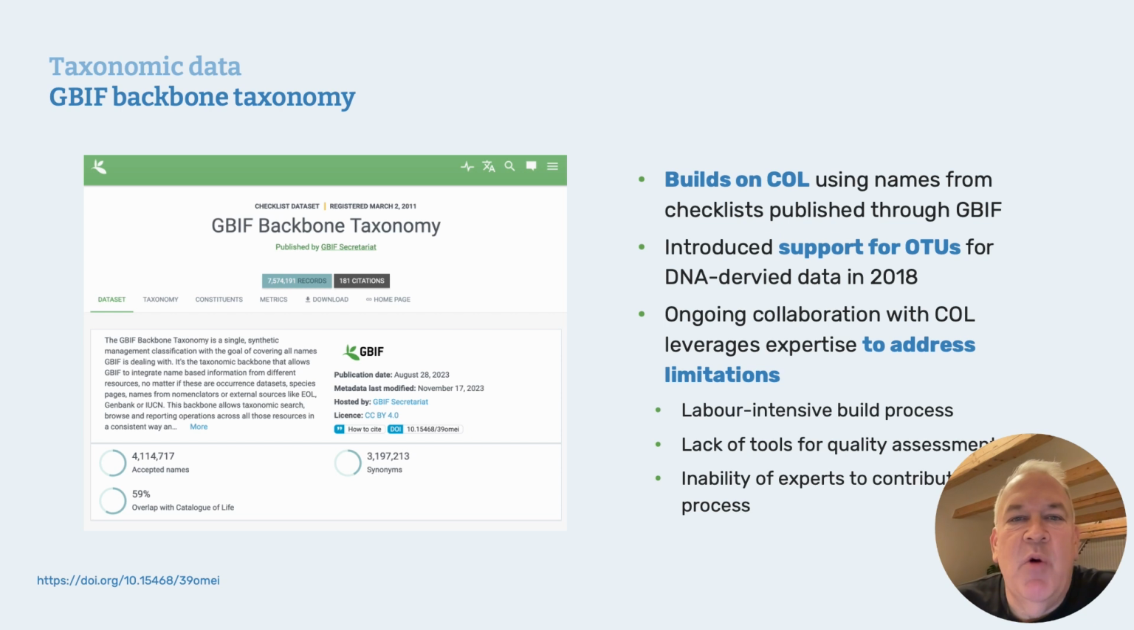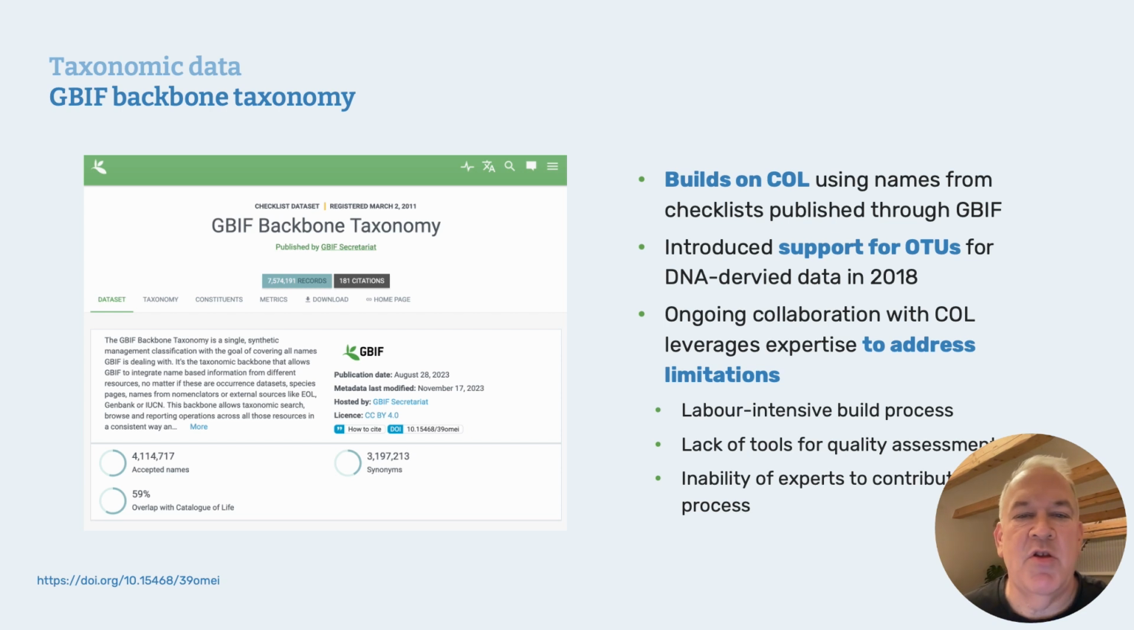Much as we love them, COL has never been able to serve all of GBIF's needs for scientific names. A few years ago, we added support for operational taxonomic units, or OTUs, which are used to identify potential species that have only been identified from DNA evidence. But even before that, COL's rigorous editorial processes haven't been able to keep pace with GBIF's rapidly growing index of biodiversity data. Out of necessity, GBIF has maintained its own taxonomic backbone, which adds names from a few hundred more taxonomic checklists to those in COL.